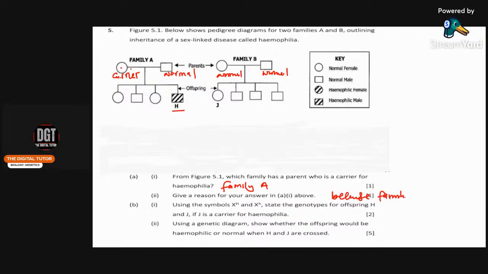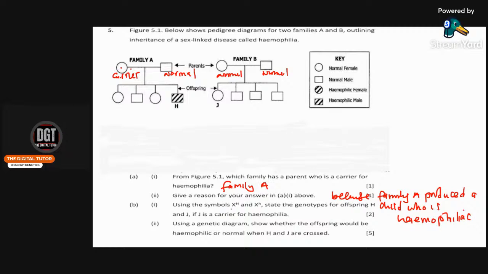Because family A produced a child who is hemophilic. That is the reason why we are saying that it is the family that contains a carrier, because they produced a child that was hemophilic. In this one, there's none, as you can see from the key. So the answer is: family A, because family A produced a child who is hemophilic.